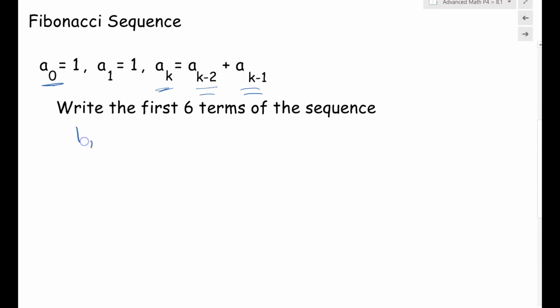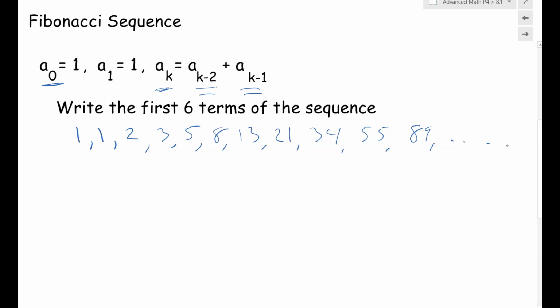So the first 2 terms are 1 and 1. To get the next one, I'm supposed to add the 2 previous. So that's 2. To get the next one, I'm going to add these 2, 1 and 2. So that's 3. To get the next one, I'm going to add 2 and 3. So that's 5. To get the next one, I'm going to add 3 and 5. So I get 8. And then I'm going to add the 2. You get in the pattern, 13. I'm going to add again, 21, 34, 55, 89, and so on.